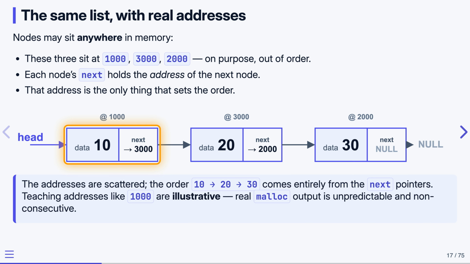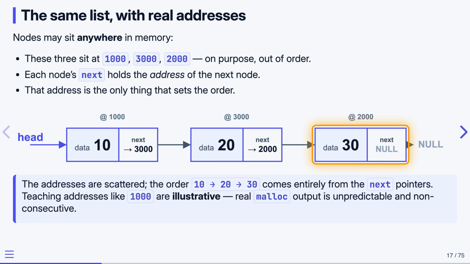Here is the first node. Node 10 sits at address 1000. Its next field holds 3000, which is node 20's address. Follow that link to node 20 at address 3000. Its next field holds 2000, which is node 30's address. And here is node 30 at address 2000. Its next field holds null. So each next field stores the address of the next node.